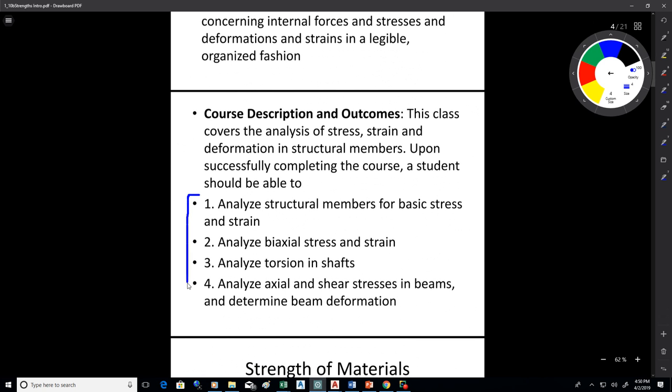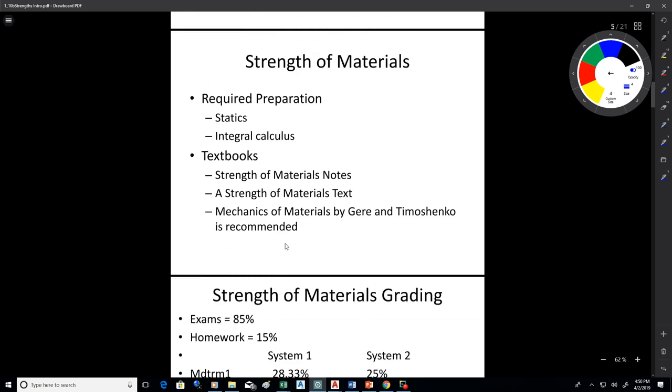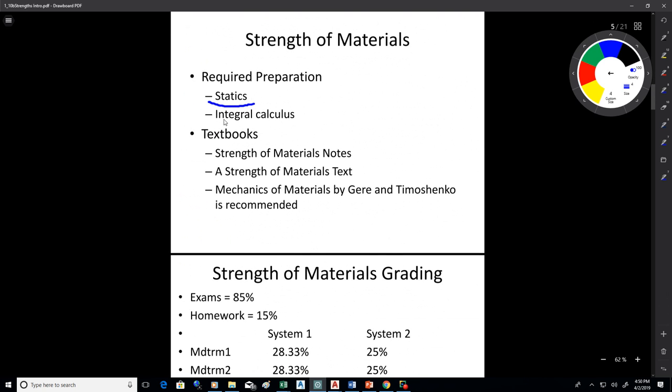So here are the outcomes for this class. This is what you should be able to do when we're done with the class. So you should have had statics to be here. We do a little bit of integration here, so integral calculus. The book is the Strength of Materials notes from the bookstore. It would be good to have a Strength of Materials text as well. Any Strength of Materials text, any edition would be fine. The notes cover what we cover in class very thoroughly, but this is a very big subject and the notes aren't comprehensive for everything in strength of materials, so I think you should have a full textbook too.